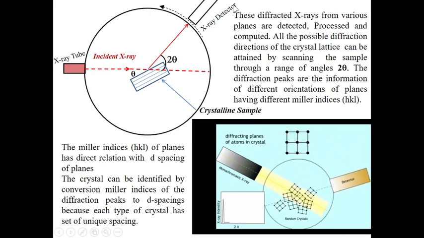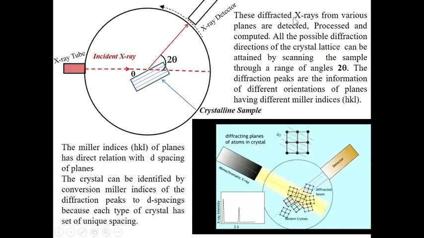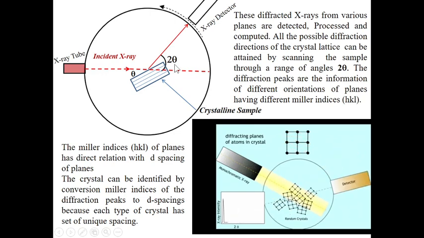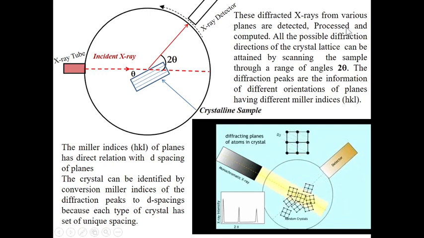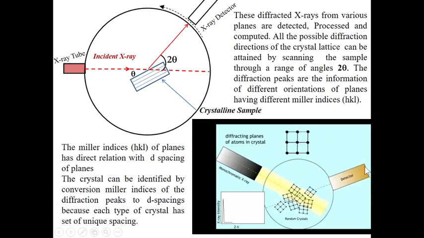Or you can write, starting from here: let the X-ray be incident on the crystalline sample, and it is diffracted at various angles, which are detected by the X-ray detector. Then you have to write from here: these diffracted X-rays from various planes are detected, processed and computed. After detection by the detector, it is processed by the computer.